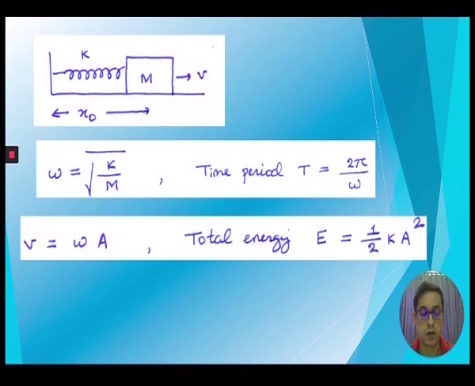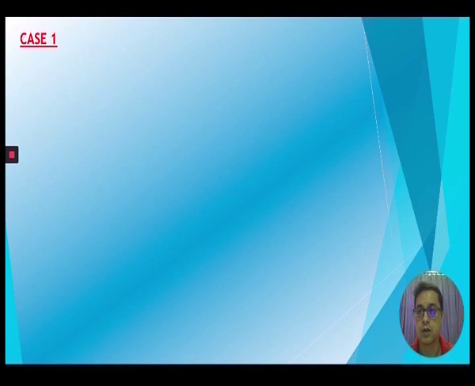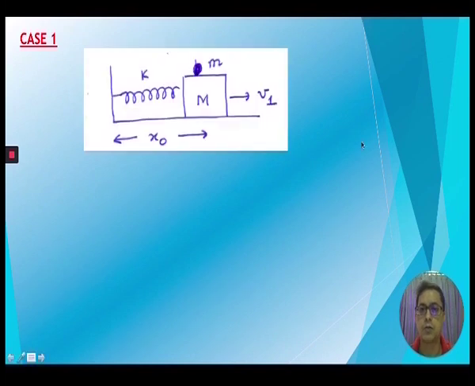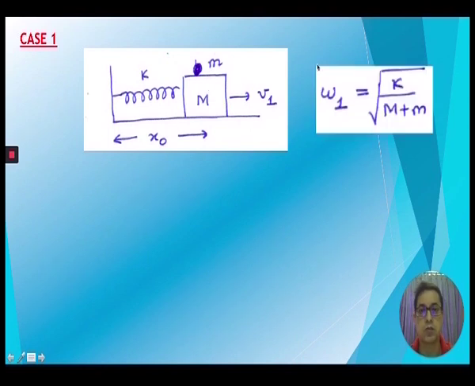First, let us consider case 1. In case 1, a small mass is put gently, softly, on top of this bigger block of mass capital M, because of which its velocity simply gets changed to a different one, let us say v1. Once you put that and it sticks to it, your angular frequency would get changed to square root of k divided by capital M plus m.